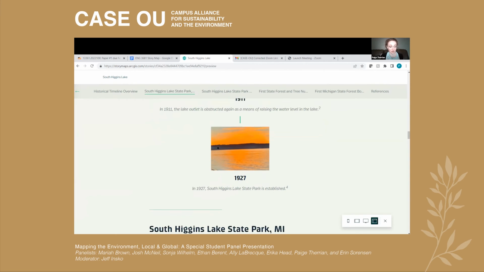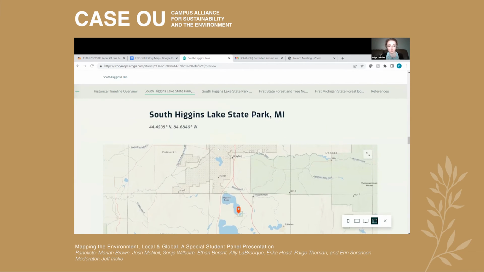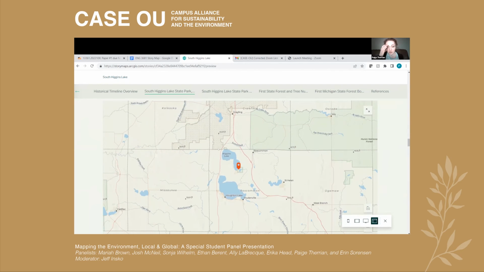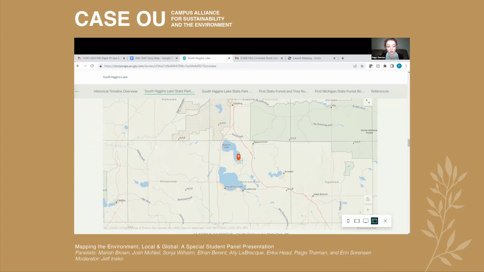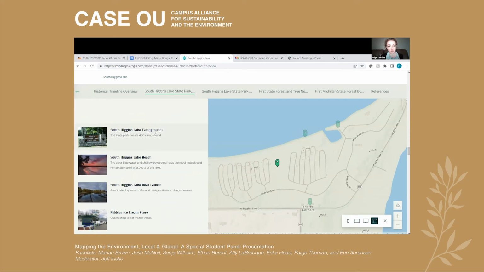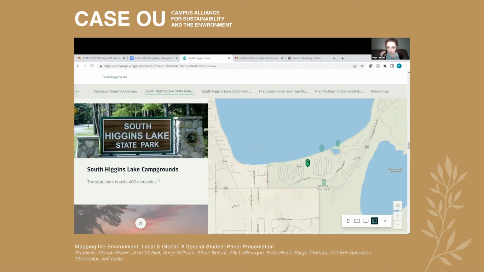So that would take us to the state park in a little bit more specificity. As you can see by this map, the state park is located in Roscommon County on the southeastern part of Higgins Lake. A few prominent features or locations within the park are the campgrounds.